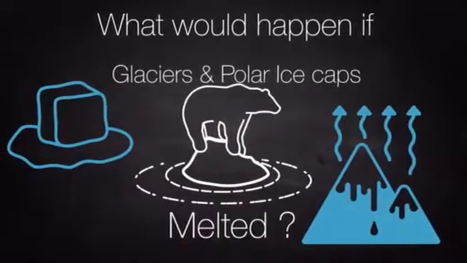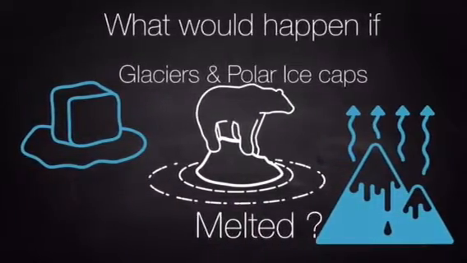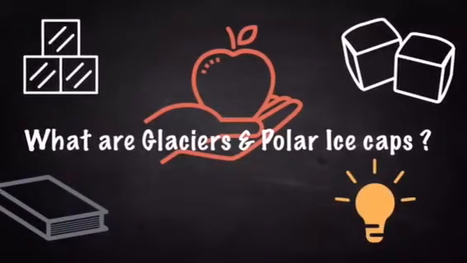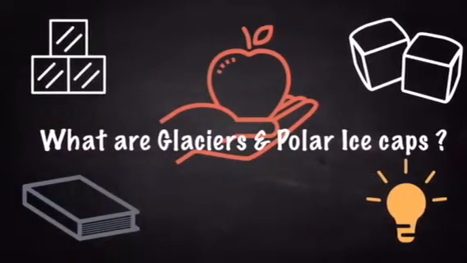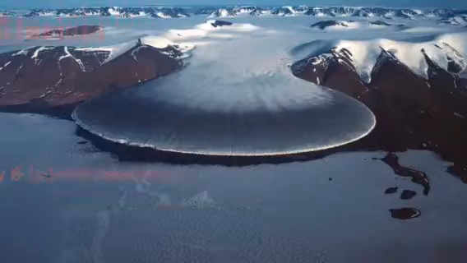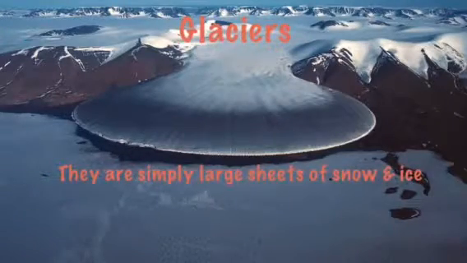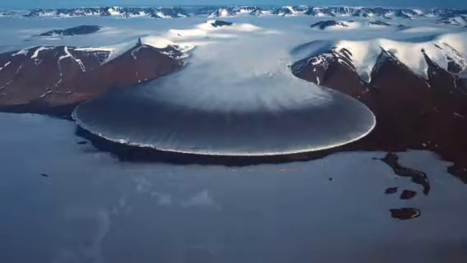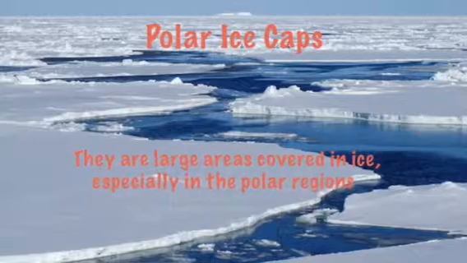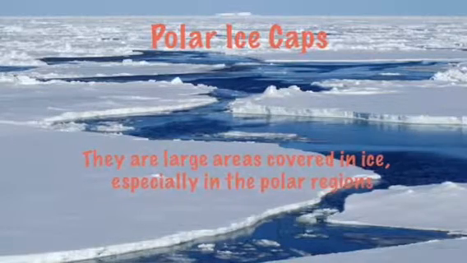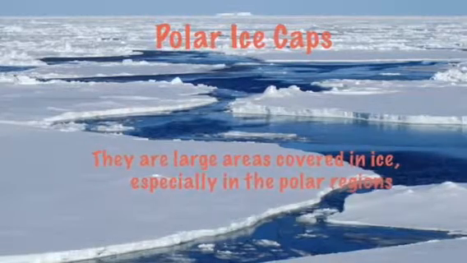What would happen if glaciers and polar ice caps melted? But first, what are glaciers and polar ice caps? Glaciers are simply large sheets of snow and ice. Polar ice caps are large areas covered in ice, especially in the polar regions.